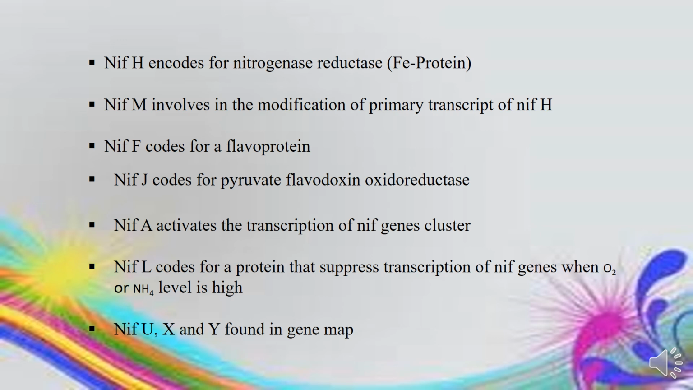Here, NIF-H encodes nitrogenase reductase, that is the iron protein. M is involved in the modification of the primary transcript of NIF-H. F codes for a flavodoxin protein. J codes for pyruvate flavodoxin oxidoreductase enzyme. A activates the transcription of the NIF gene cluster. L codes for a protein that suppresses transcription of NIF genes when oxygen or ammonia level is high. NIF U, X and Y are found in the gene map.